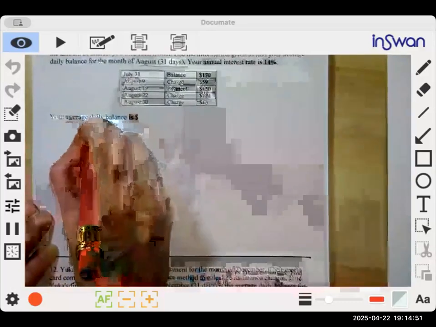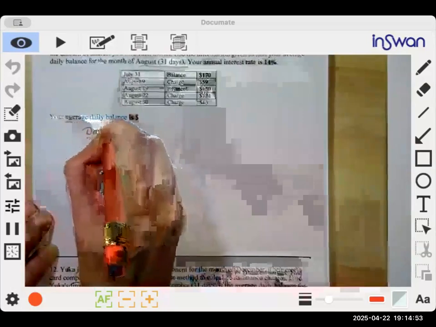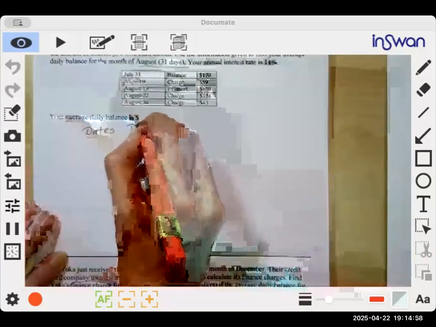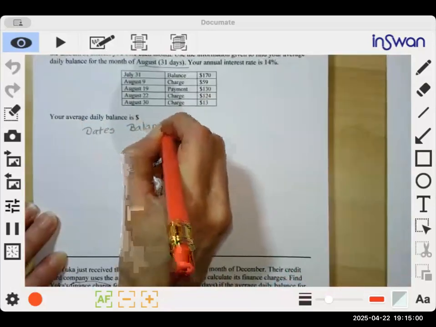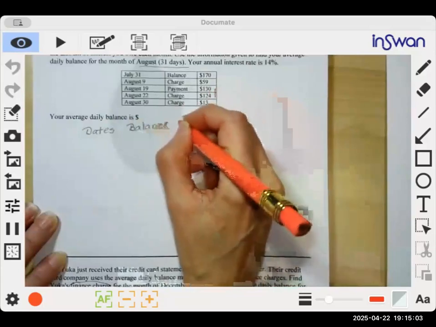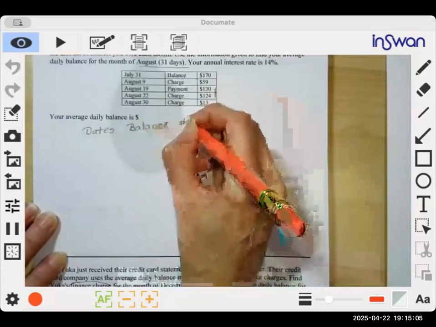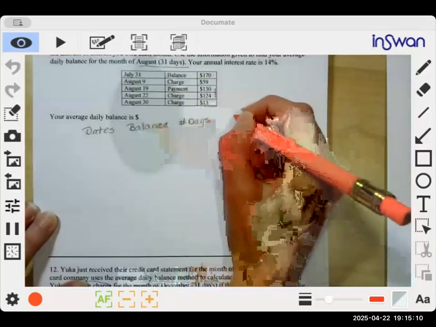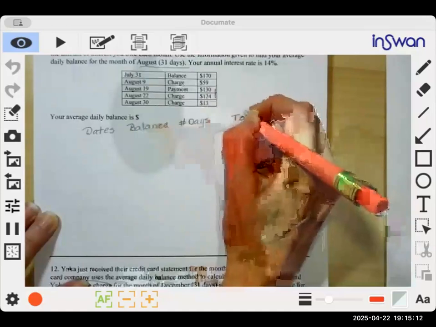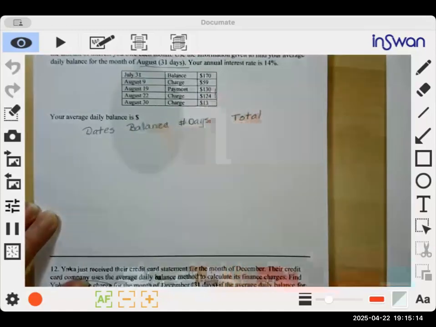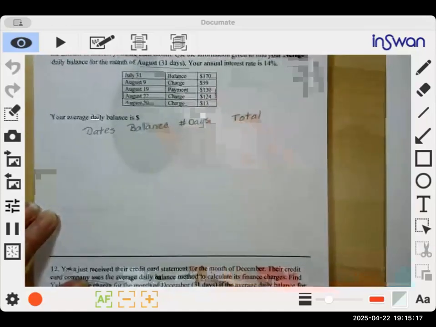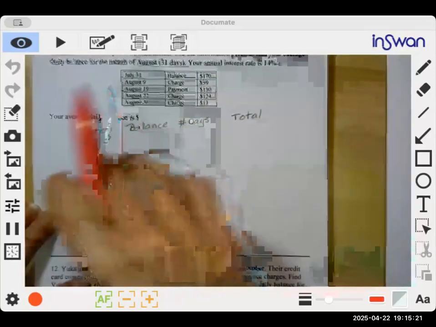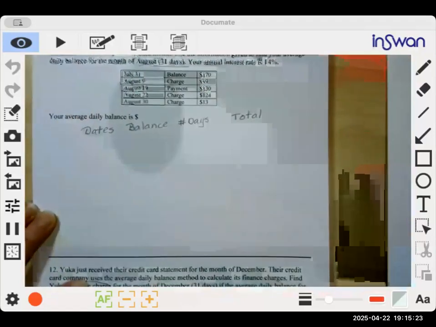Okay, so we're going to have the dates. We're going to have a balance. We're going to multiply that balance by the number of days. And from that, we'll get a total. And I'm sorry, I always write going up. I have no idea why. So you're just going to see this whole table just kind of slanting up.